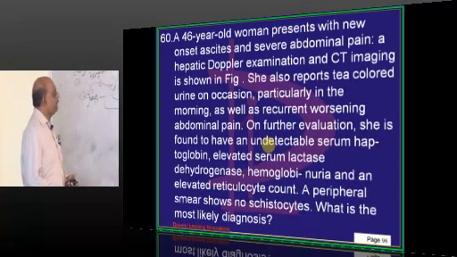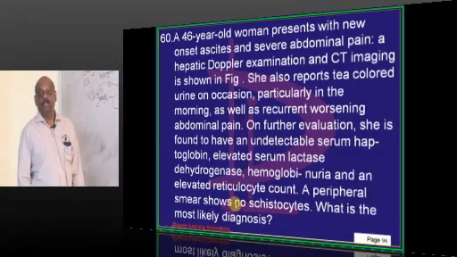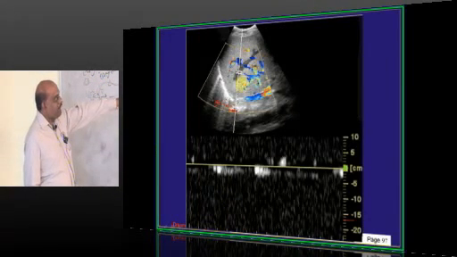That's very, very important. So a 46-year-old with new onset ascites. Doppler was done, which is showing hepatic vein thrombosis.